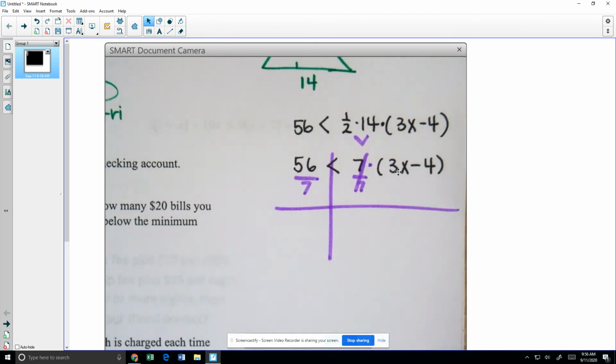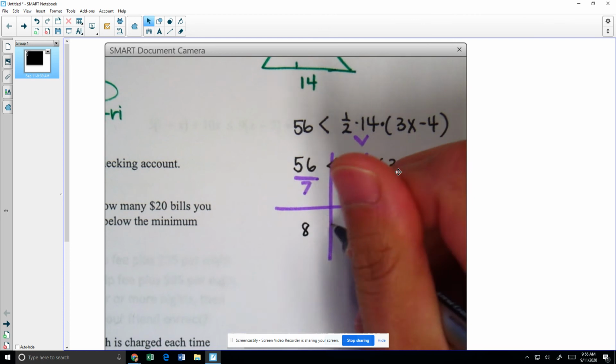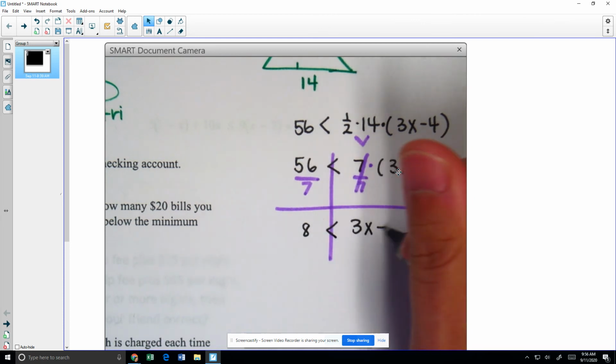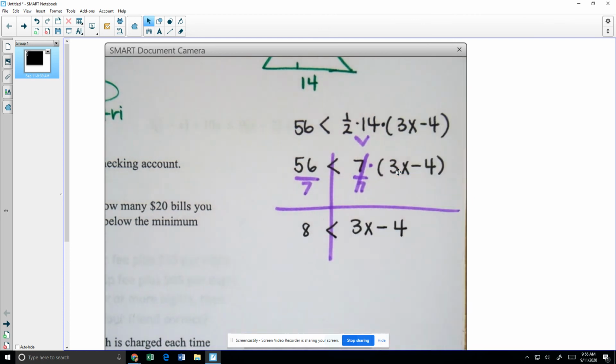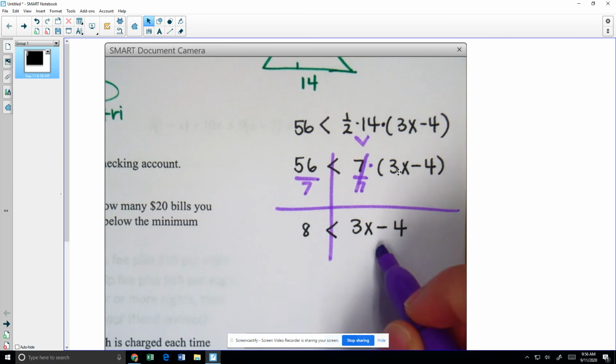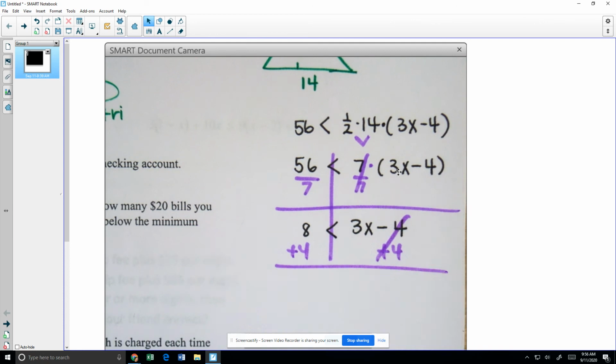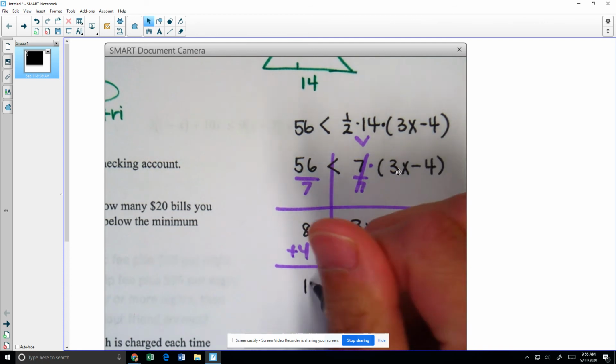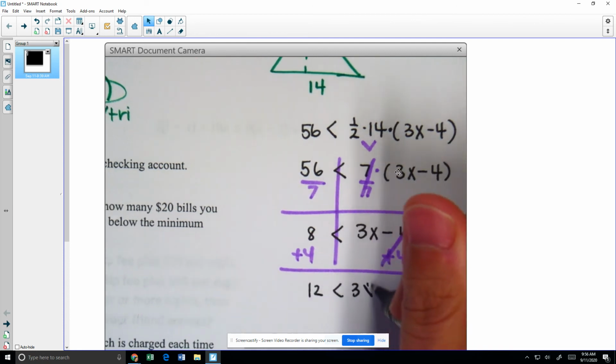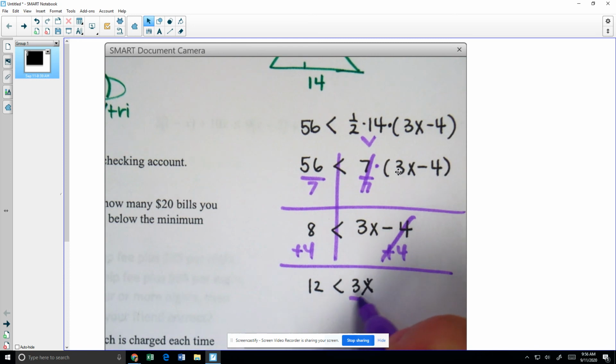So I have 56 divided by 7 is 8, is less than 3x minus 4. I'm going to add 4 to both sides. I get 12 is less than 3x. Divide both sides by 3. So I get 4 is less than x. Just drop everything down: x, my symbol, and then 4.